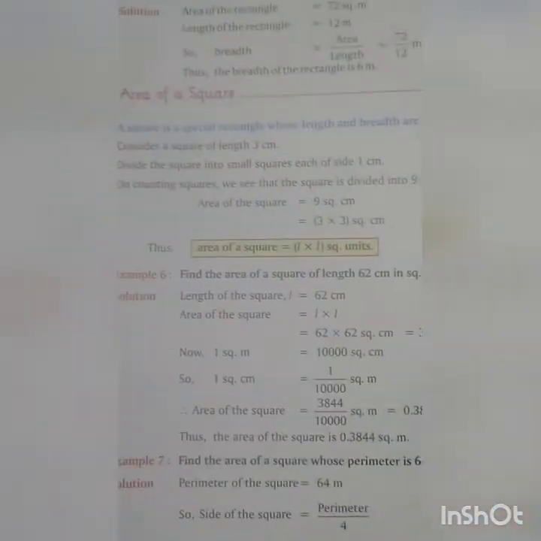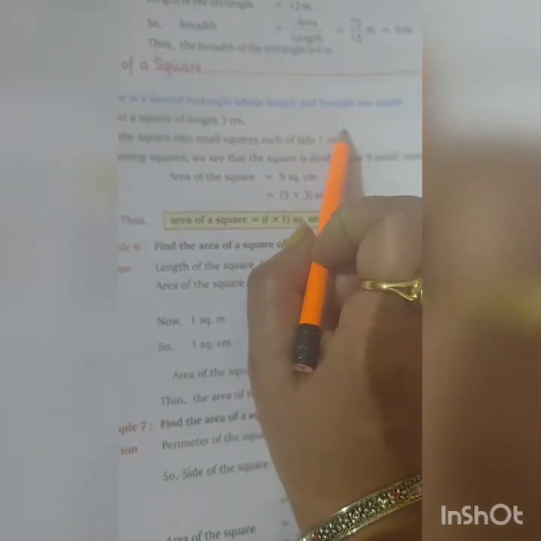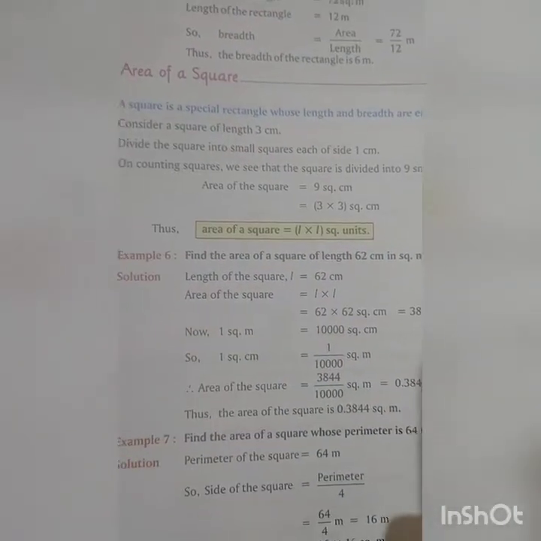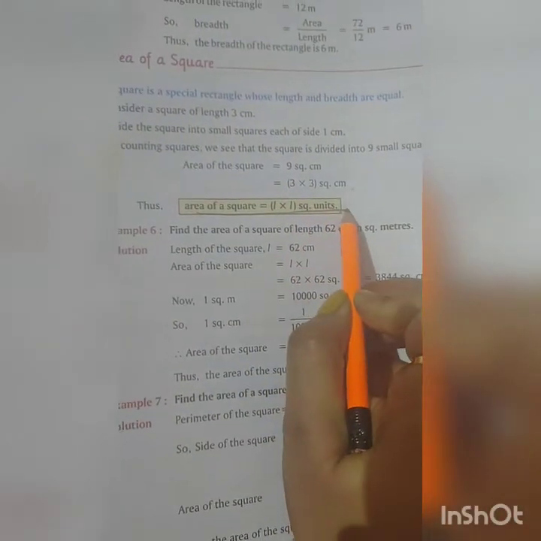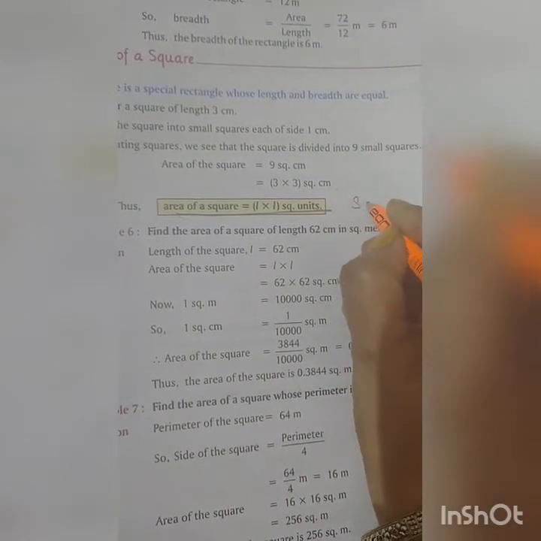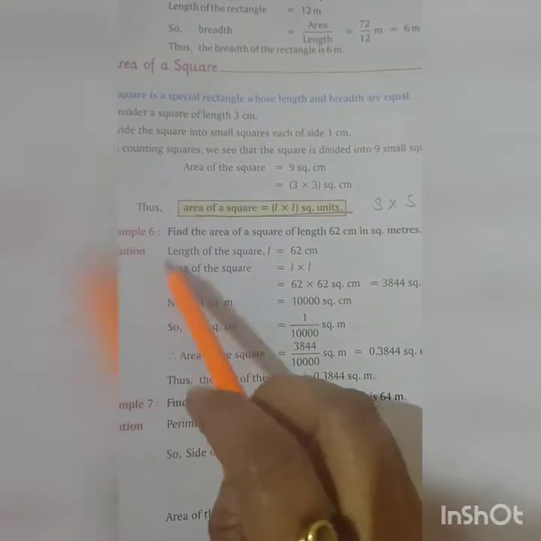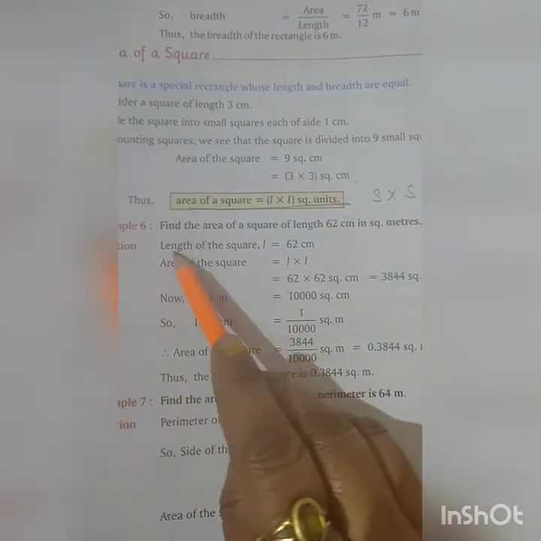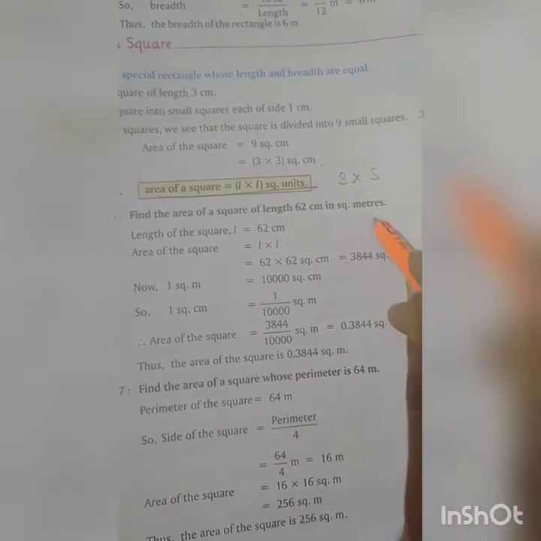Then the next topic is area of square. A square is a special rectangle whose length and breadth are of equal length. So the area of square is length into length square centimeter. That is we can say that side into side also. So see some examples. Find the area of a square of length 62 centimeter in square meters.